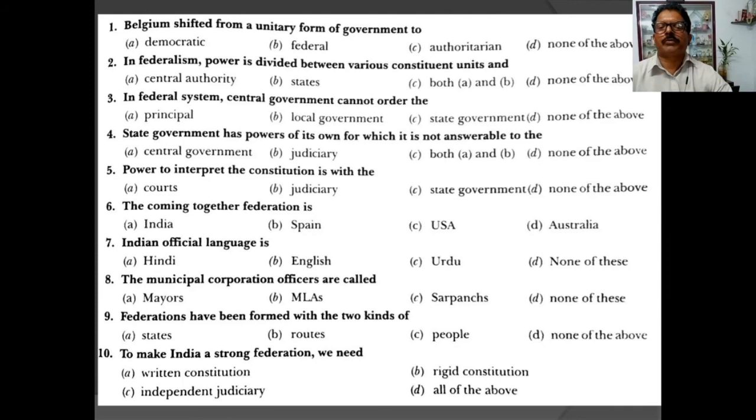So with that, we wind up today's class, and I want all of you to read the chapter thoroughly and learn well, so that you should score maximum marks. We should not be just happy with getting passing marks. All the students should try to get above 80%. So I wish you all the best.